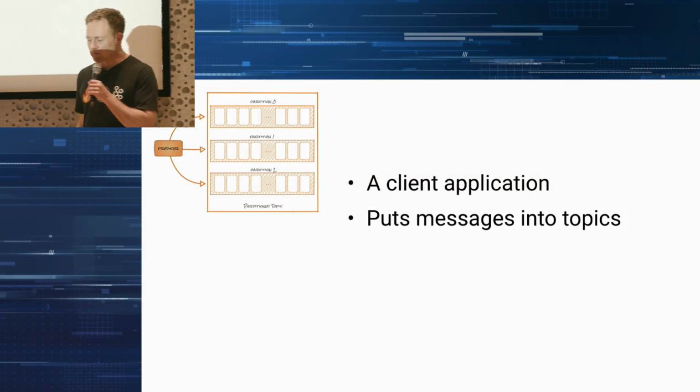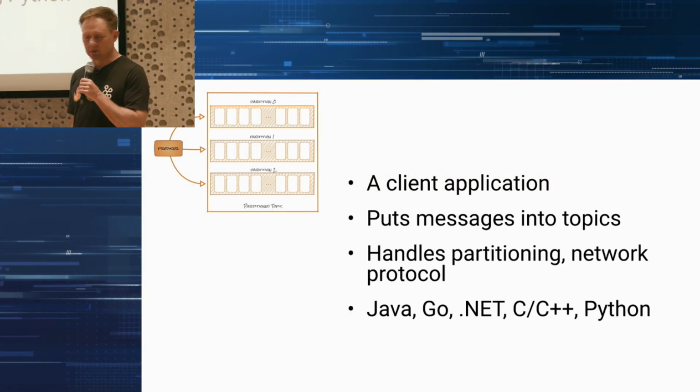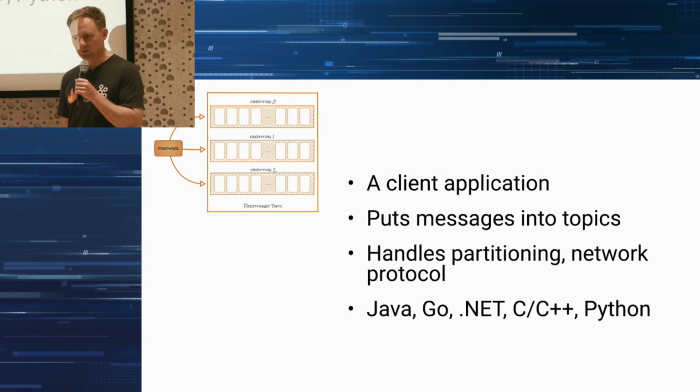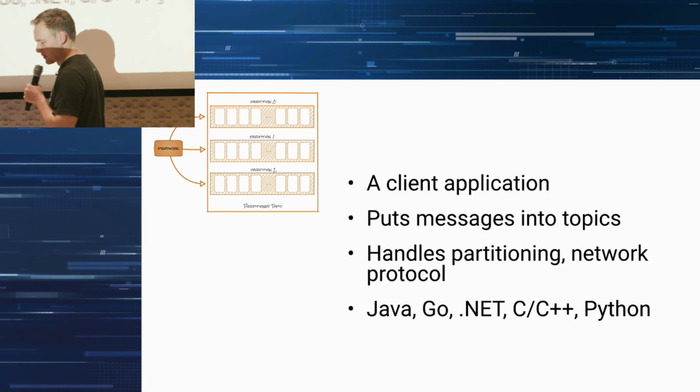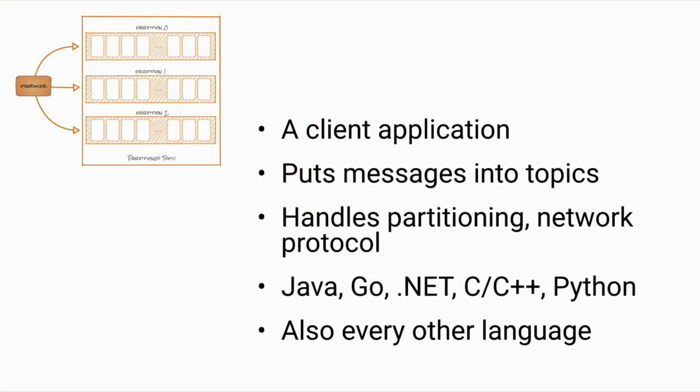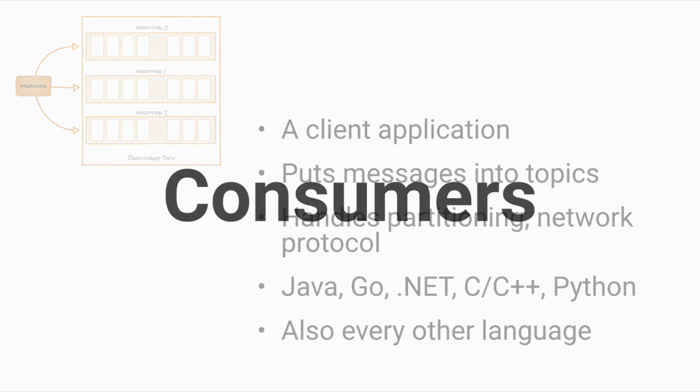You guys have probably written producers. This is code of yours, and it really just handles the plumbing. That's what producers do. They get stuff across the network, and they are in all of the languages. Java, Go, .NET, C, Python, those are things that you can get supported, and there are lots of community languages that happen as well.